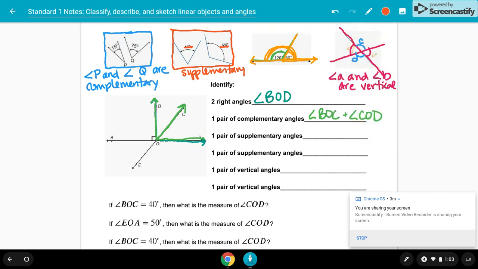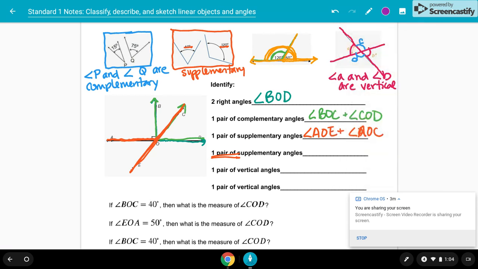Now let's go to a pair of supplementary angles. Those add to 180. Well, I notice that angle AOE is supplementary with angle AOC because it makes a straight line here. So you get to find another one on your own.